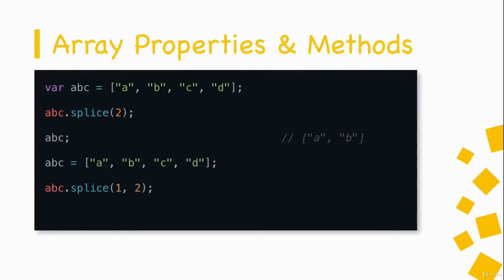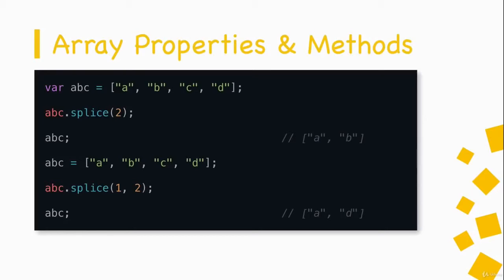So we're starting the splice at index 1 and we're removing 2 elements, index 1 and index 2, which means the strings B and C. And now the ABC array only contains the elements A and D because B and C have been removed.